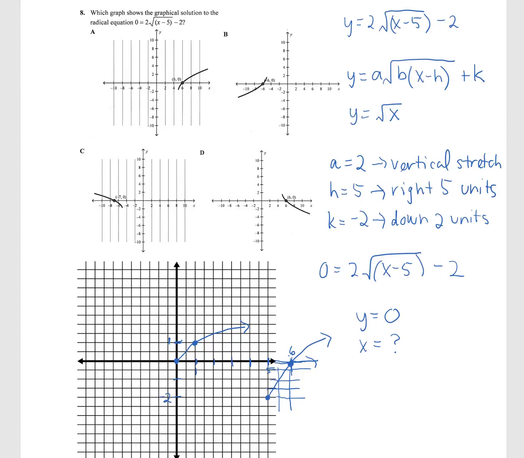So looking at our options here, if x has to be a positive 6, we know that B can't work, because that's a negative 6, and C can't work. Both A and D have a point at 6, 0. But from what we've drawn, we've shown this function going up, and that's because a is positive here. If a was negative, this would flip the function, or do a reflection in the x-axis. So that would be what we're seeing in D. But since it's positive, we keep it going upwards, and so A is the right answer to question 8.